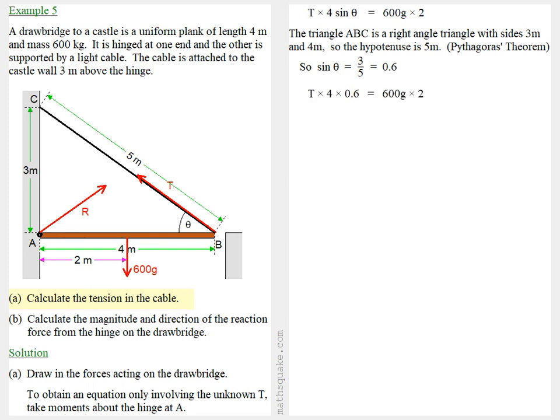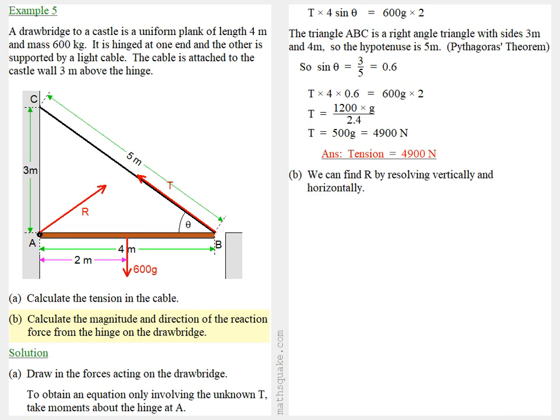So we have T times 4 times 0.6 equals 600 G times 2, which can be rearranged as T is equal to 1200 times G over 2.4, which is 500 G, or 4,900 newtons. So the tension is 4,900 newtons. Now in part B we're asked to calculate the magnitude and direction of the reaction force from the hinge to the drawbridge.